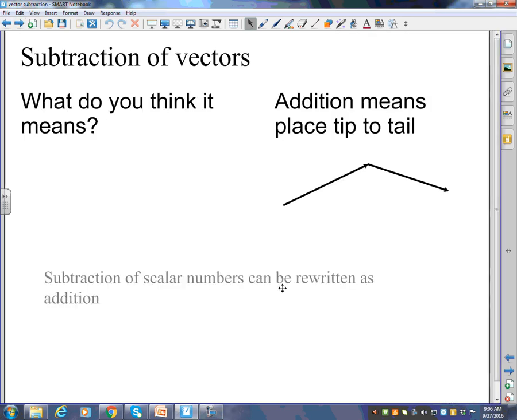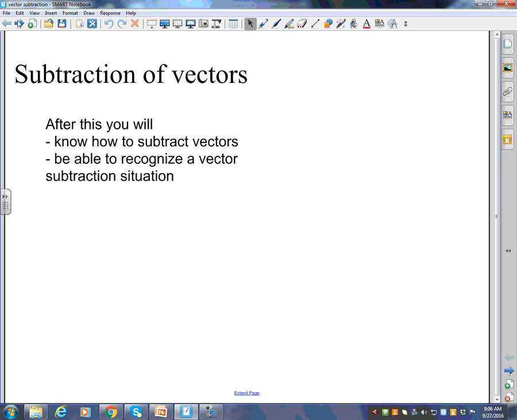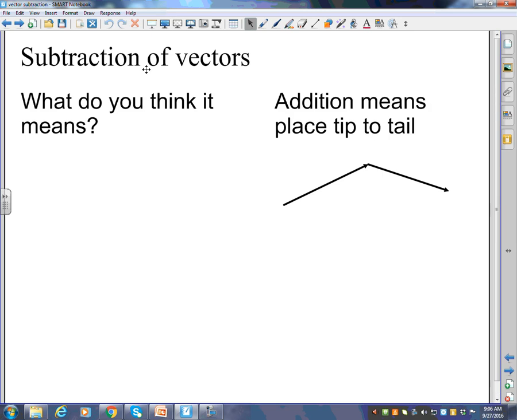So subtraction of vectors. Subtraction of vectors. What do you think it means? Well, addition means to place tip to tail. Right? So subtraction.